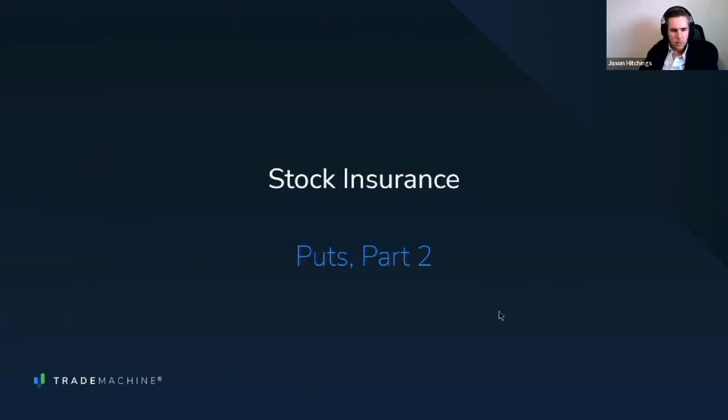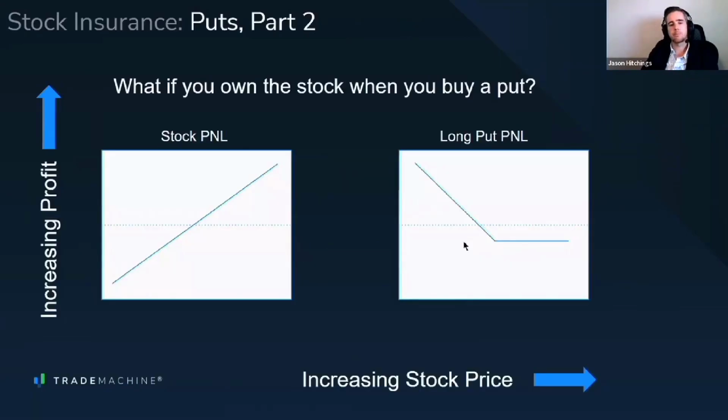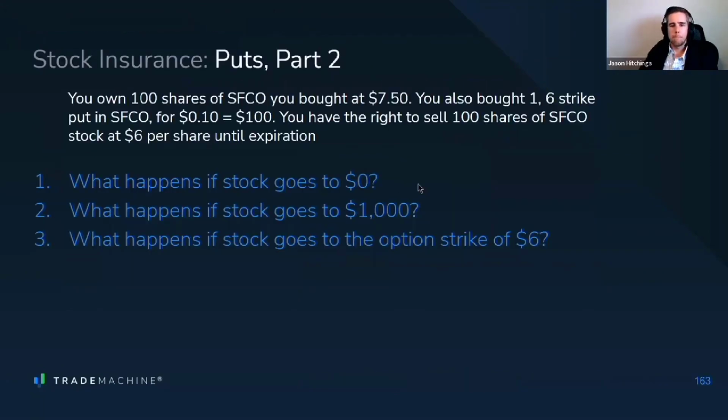Okay, so let's think about what that looks like if you're combining buying an option when you already own stock. So here's what stock P&L looks like, and here we just went over this is what if you own a put, what does that P&L look like? You make money as the stock goes down. And that's kind of the opposite of the stock's P&L. So if you combine these two things, let's ask ourselves the questions.